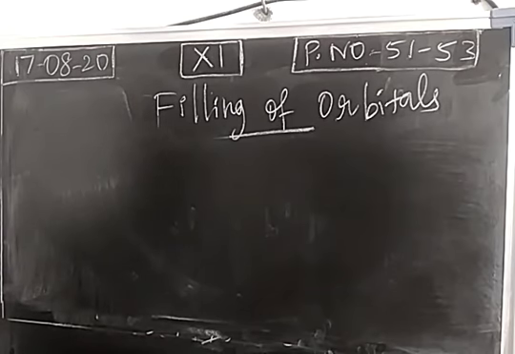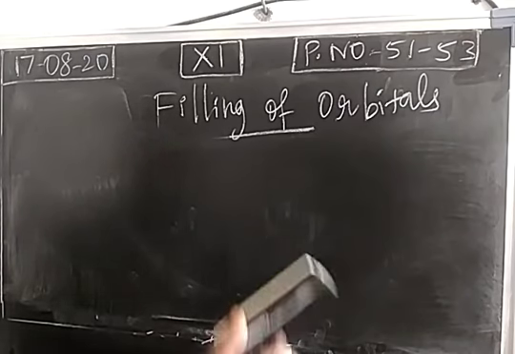So with this, today's class is over. We have completed energy of orbitals. We have framed the increasing order of energy of orbitals, then basic principles regarding the electronic configuration. Tomorrow we will write electronic configuration of many atoms. Okay, thank you.